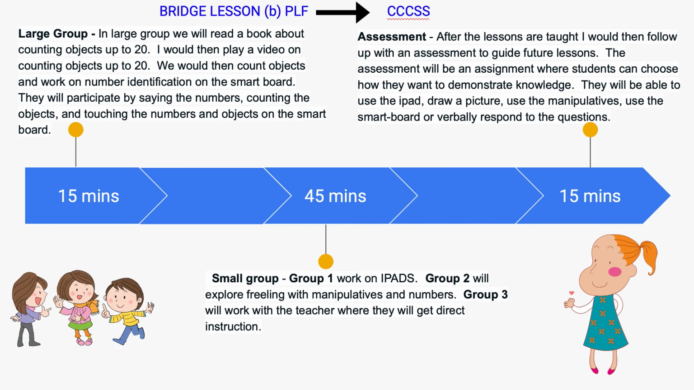And in the small groups, I don't know if I mentioned this, but they would be rotating in a 15-minute cycle, so that they could each have an opportunity to go to each group. The last step would be an assessment. After all the lessons would be taught, we would have an assignment where the students can choose how they want to demonstrate their knowledge, whether it's through the iPad, drawing a picture, using manipulatives, using a smartboard, or verbally responding to the questions.